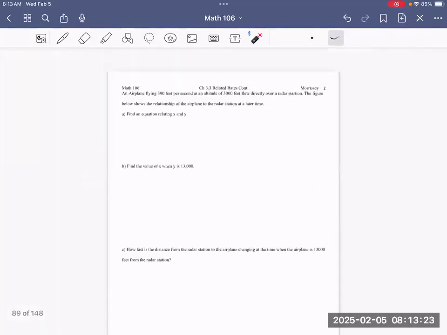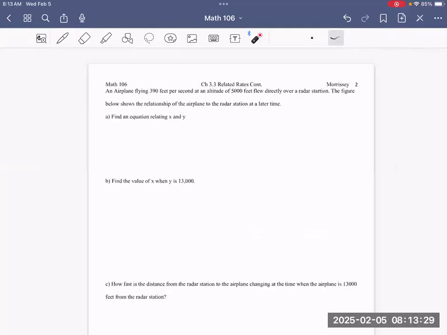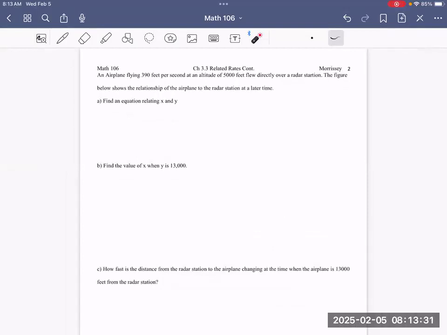So let's see this one again. See if you can pause the video and try these ones out for yourself. I'll show all of my questions here. It says an airplane flying 390 feet per second at an altitude of 5,000 feet flew directly over a radar station. The figure below shows the relationship between the airplane and the radar station at a later time.